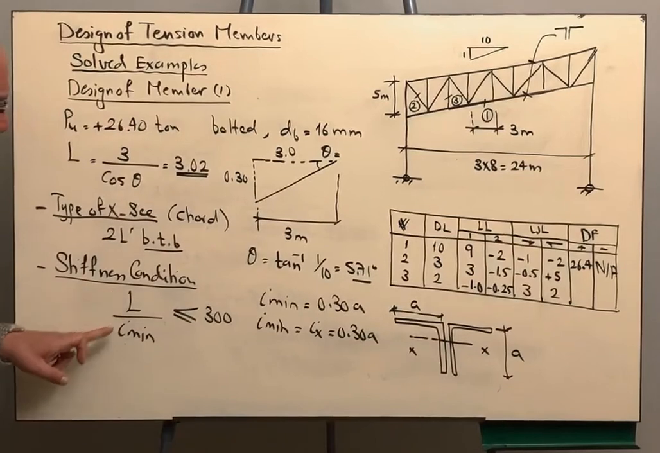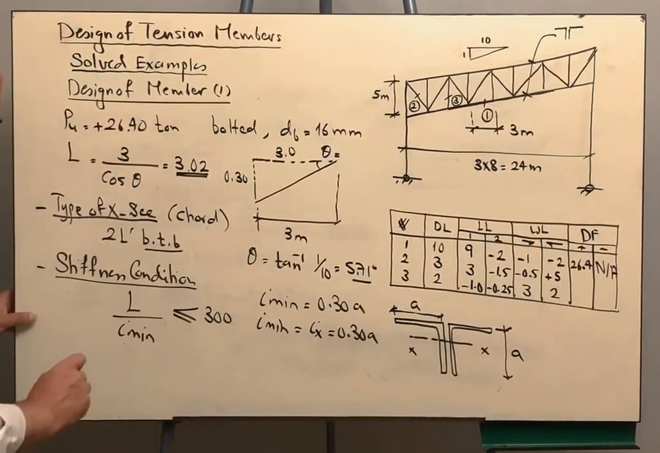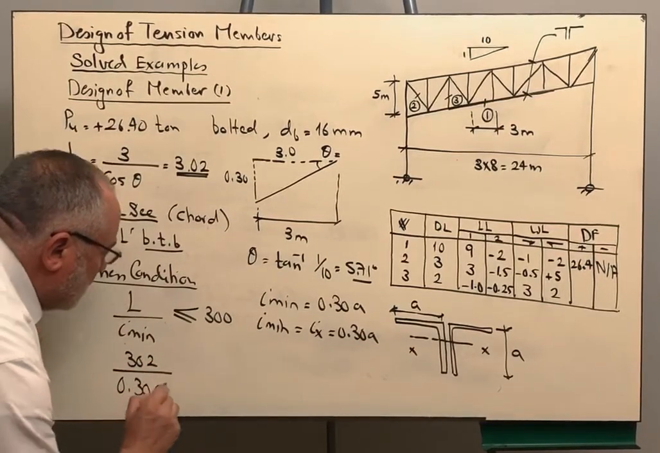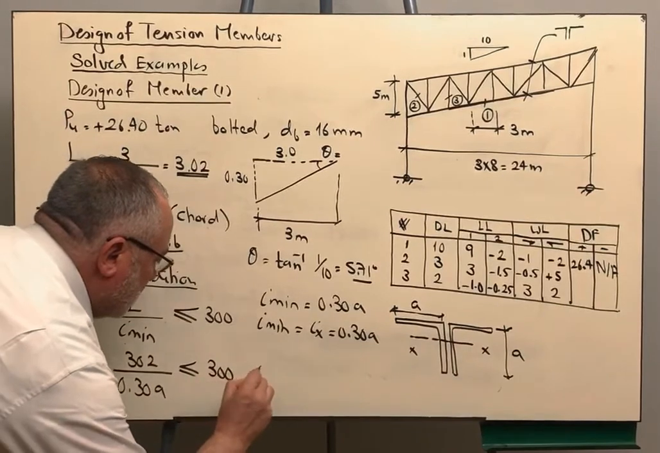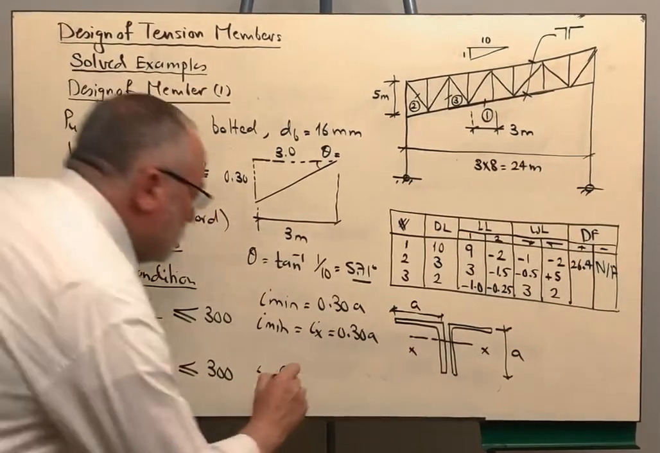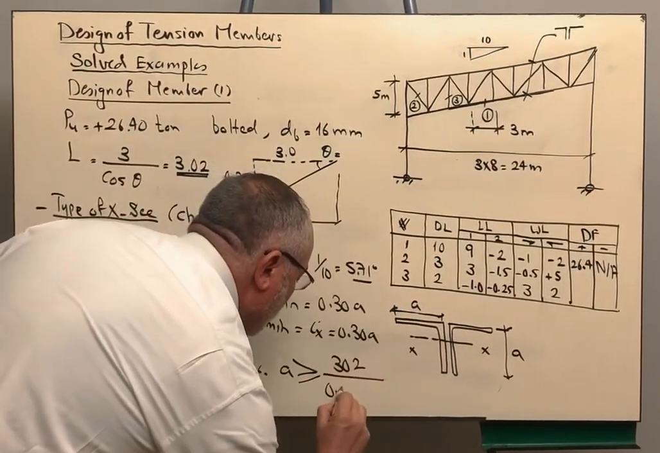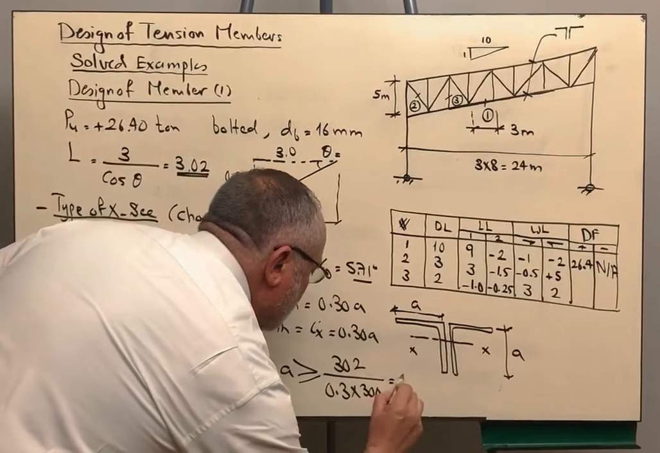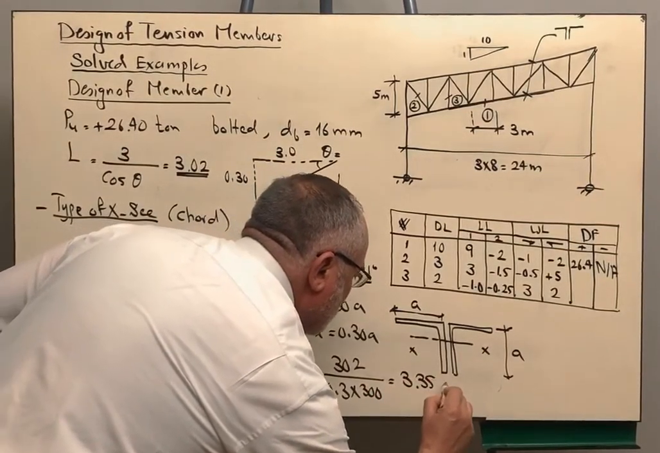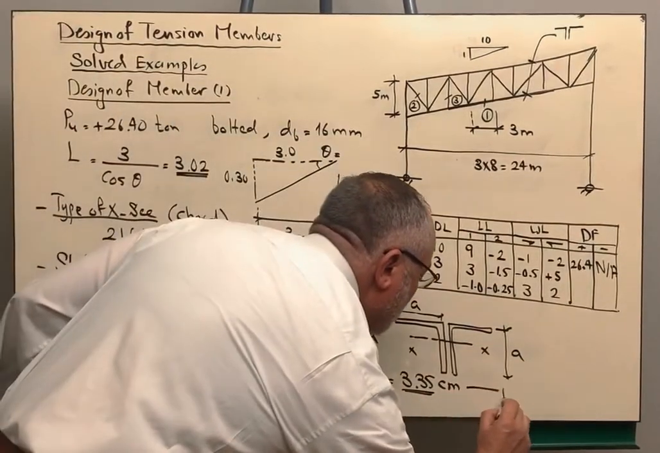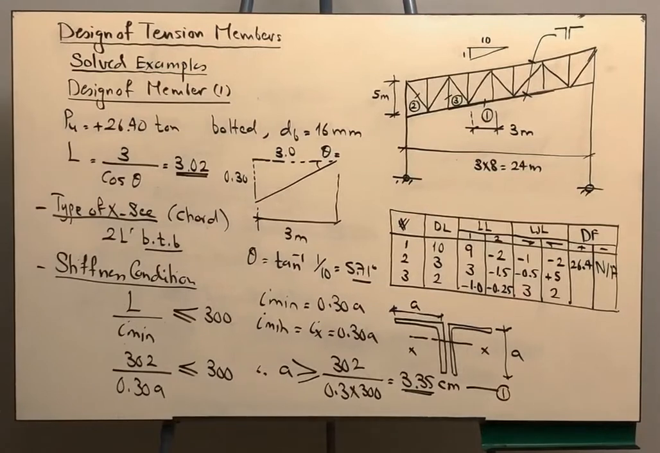Then the length over I minimum should be less than or equal to 300. Therefore 302 over 0.3a is less than or equal to 300. Therefore we get the first condition that a should be bigger than 302 over 0.3 times 300, and this should not be less than 3.35 centimeters. This will be the first condition we are going to use for the selection of this angle. Okay? Right.